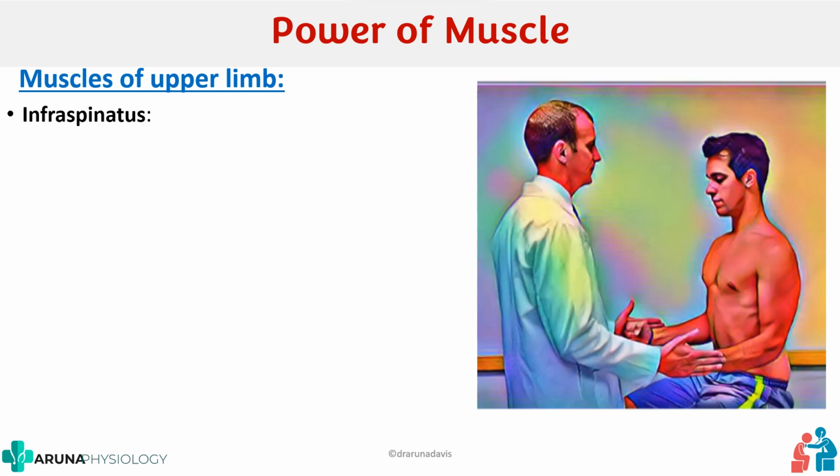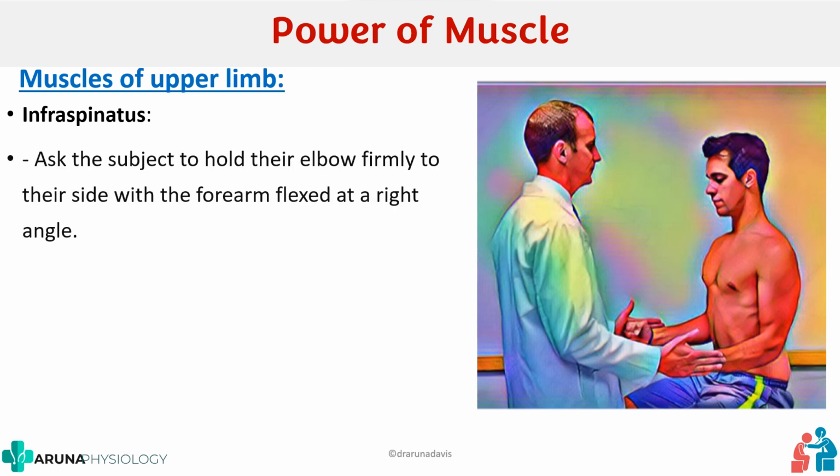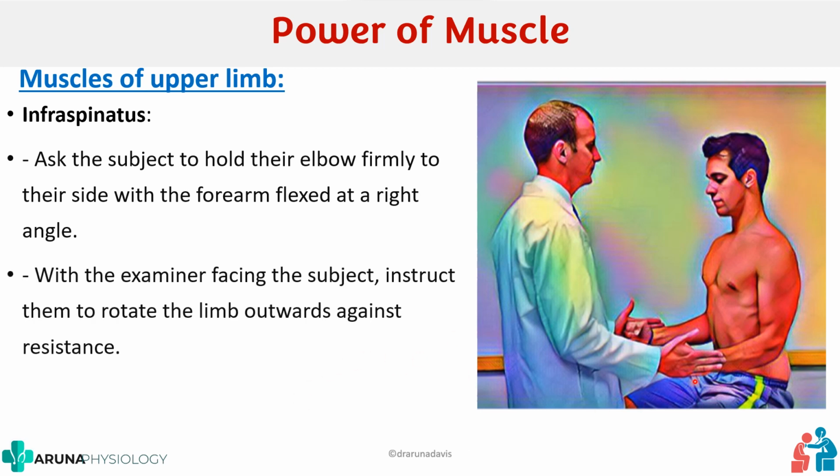Next, we have to test the infraspinatus muscle. Now, this is a little tricky. In this case, you have to ask the subject to hold their elbow firmly to the side. Okay, so you can see that their elbow is placed firmly to the side of the body. The forearm is flexed at right angle, and then you ask the subject to move the forearm in an outward direction. Okay, so here you can see that the person has held his elbow close to the body, flexed at the forearm, and then you ask the subject to move the forearm outwards, in a swing like manner. At that time, the examiner will apply resistance.